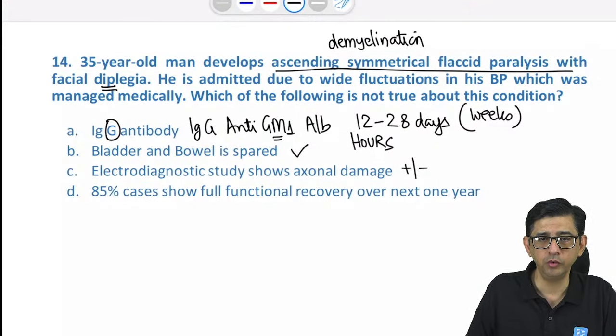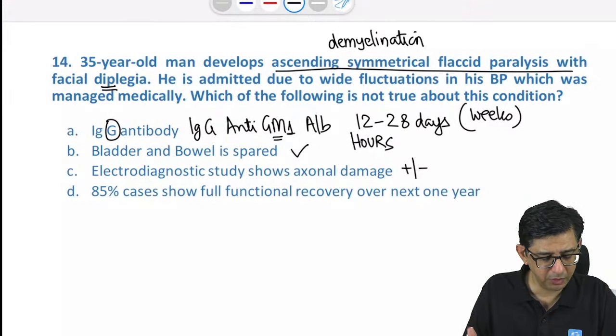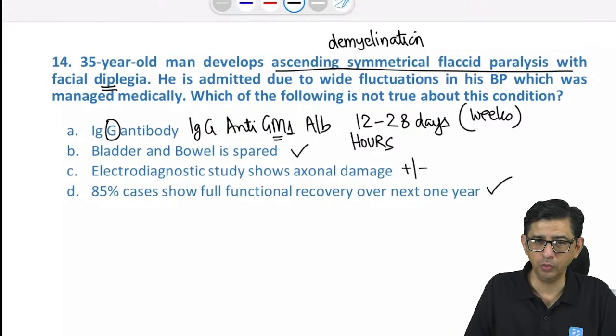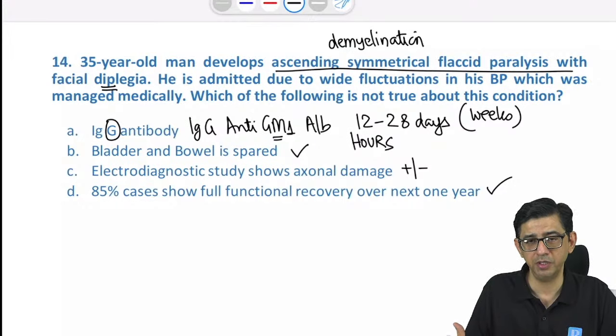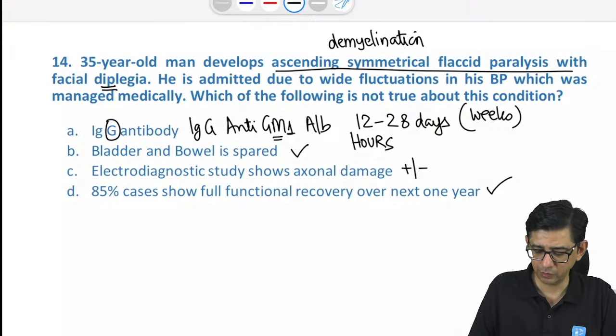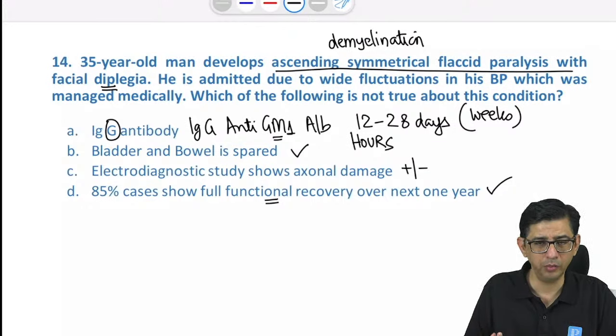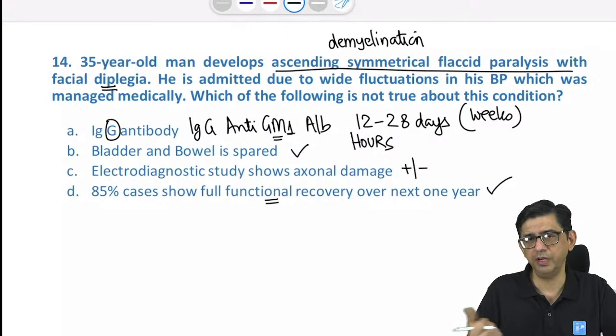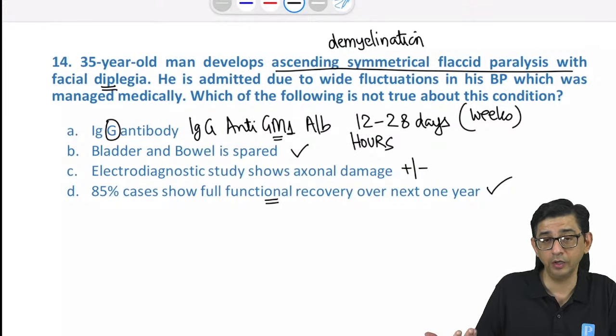85% of cases show full functional recovery. Yes, guys, in Guillain-Barré syndrome, we will have a recovery. You obviously require a lot of willpower, a good physiotherapist, and strong motivation from your side so that the patient is able to get up on his feet and move around. So he will be able to go to the bathroom by himself or do his routine daily chores. I'm not saying that he'll start running and weightlifting and stuff like that. That might take a little longer.